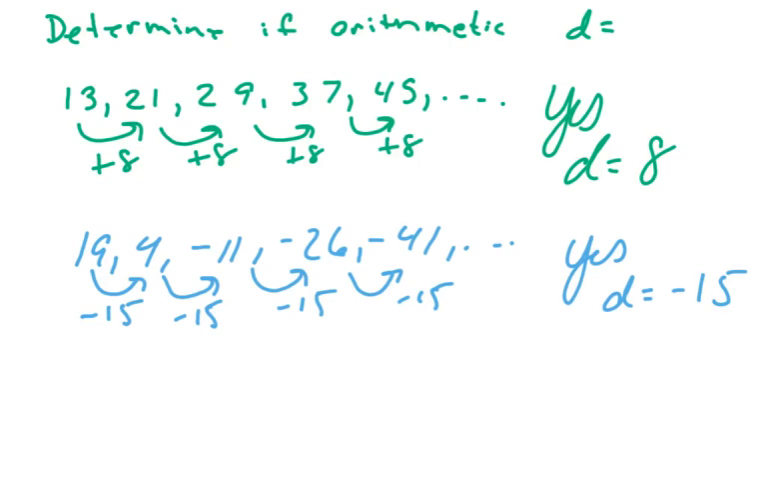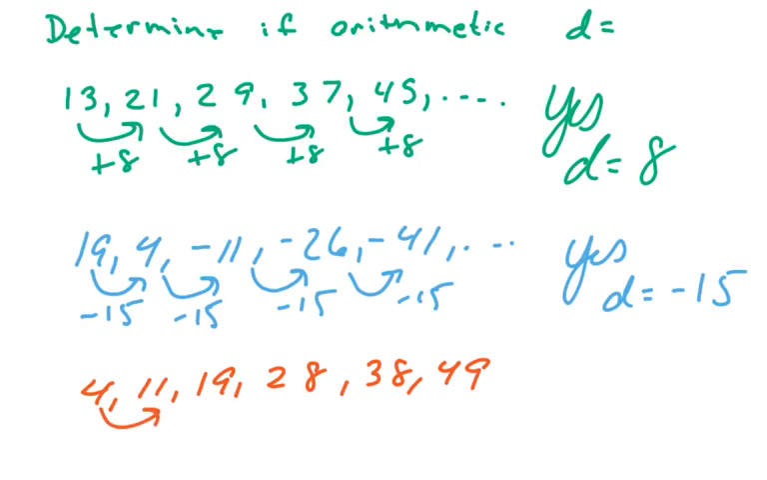Let's do one more: 4, 11, 19, 28, 38, and 49. The difference between 4 and 11 is 7, but the difference between 11 and 19 is 8. So we already know this is not arithmetic. There is no common difference.